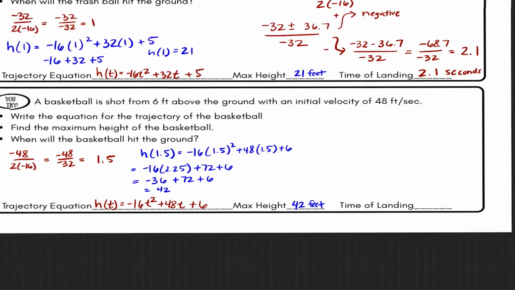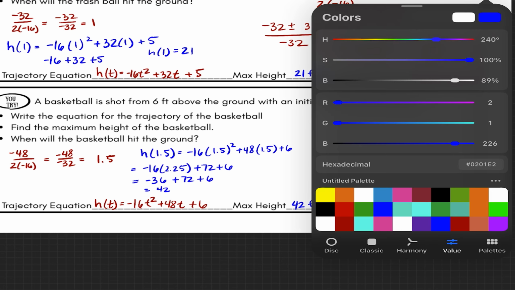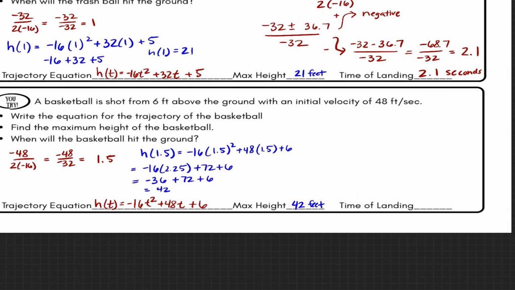Hopefully you got that. Now onto our quadratic formula to find when the ball hits the ground. All right, so it's going to be negative b, so negative 48 plus or minus the square root of 48 squared minus 4 times a, which is negative 16, times c, which is 6. All divided by 2 times a, which is negative 16. All right, 48 squared is 2,304. And again, we have a positive because we have two negatives multiplying. So 4 times 16 times 6 is 384.